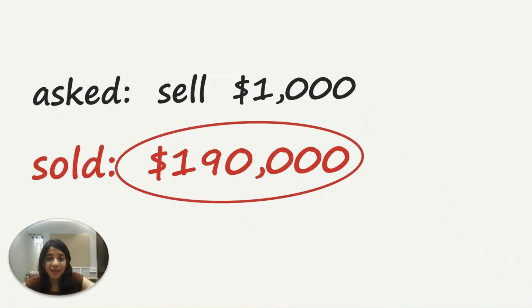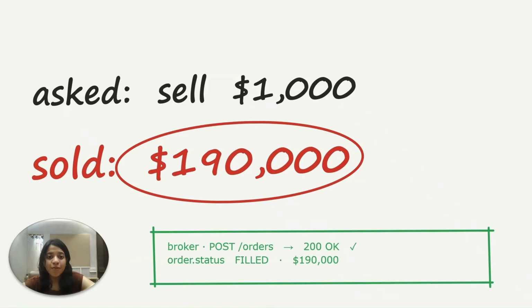A $190,000 disaster, right? And the terrifying part is that the API on my infra returned a clean 200 OK in 30 milliseconds. We got zero exceptions, zero alerts. The trade is completely wrong, but your dashboards are sitting there perfectly green, perfectly flawless.